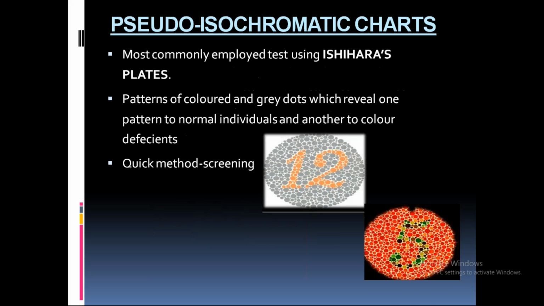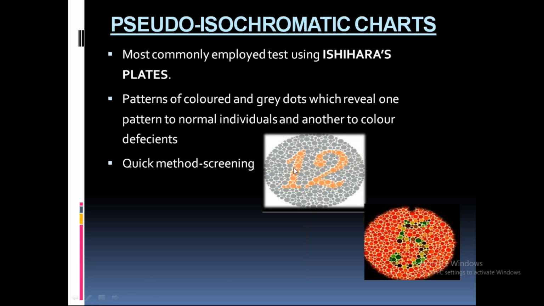There are various tests for color vision. The most commonly employed test is using Ishihara plates. Patterns of colored and gray dots reveal one pattern to normal individuals and another to color deficient individuals. These dots will appear as one color to the normal individual and as a different color to the colorblind person. You have to identify the number in the chart.